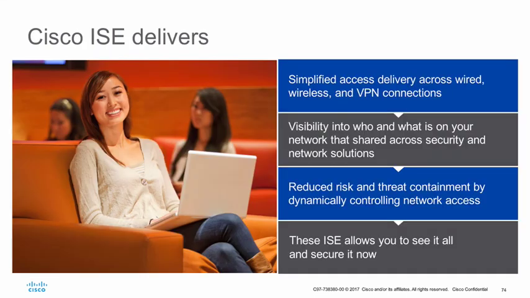Okay, so we talked a lot about what ICE does in terms of providing simplified access across wired, wireless, and VPN. It does visibility. In addition to that, it reduces the risk because it does things like rapid threat containment as well as TC-NAC. So ICE does a number of different things to help with your network security needs.